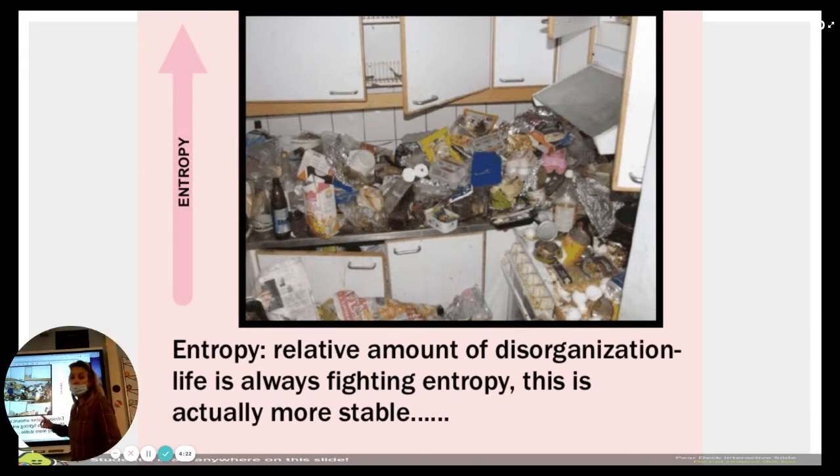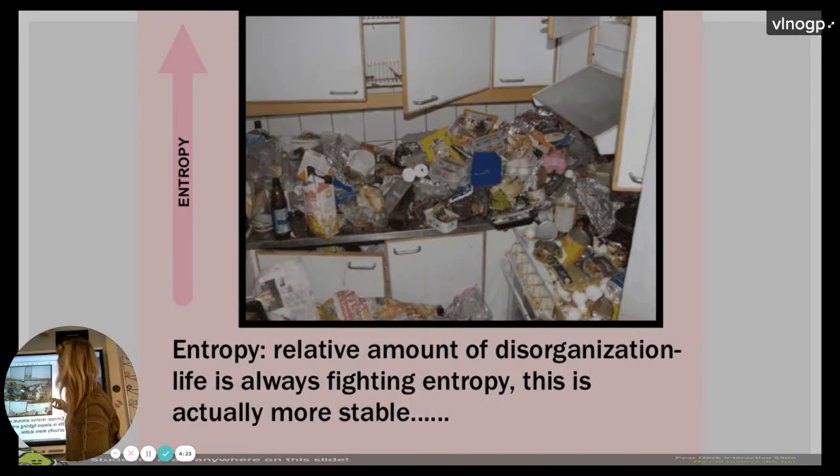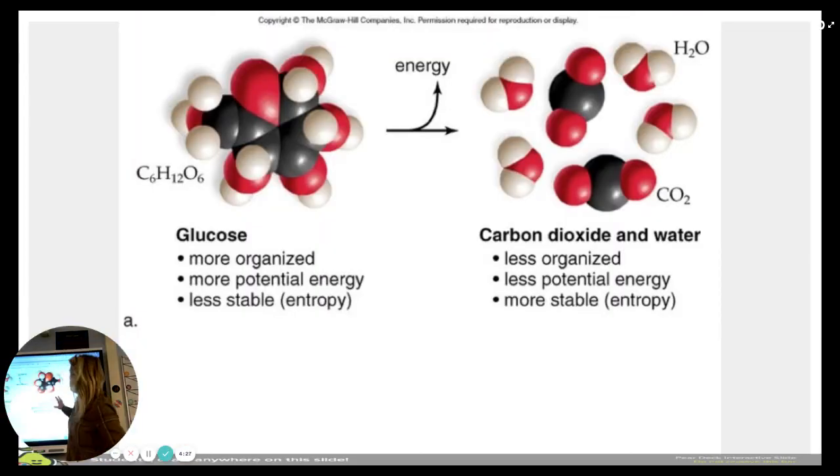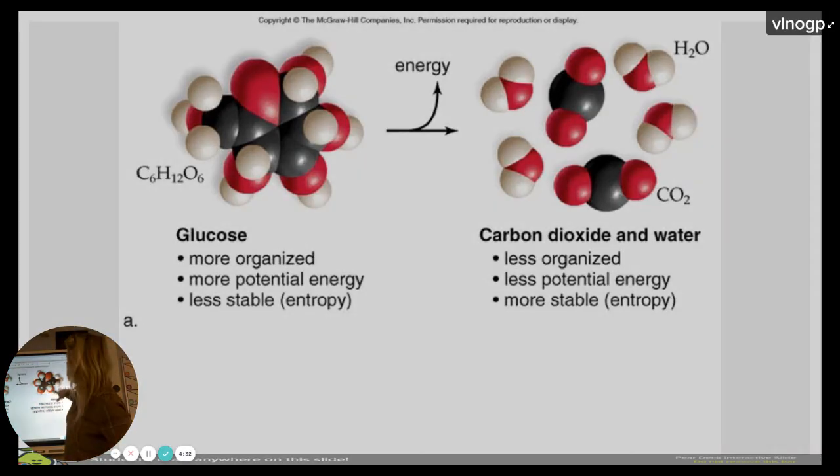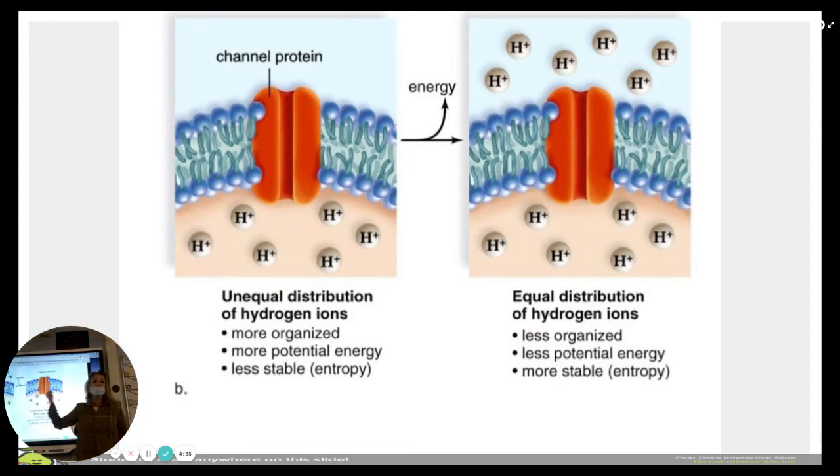So entropy is the amount of disorganization. You're always going to know that. We talked about glucose, highly organized, low entropy, lots of potential. And then this one we saw in both cellular respiration and photosynthesis. When you have hydrogen ions on one side of the membrane, that has a lot of potential because they want to go to the what? Other side. And when they do, they can go through a carrier that is, what is the name of that thing?